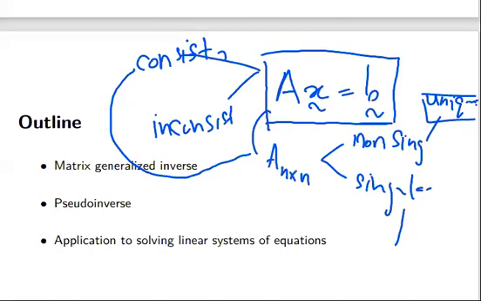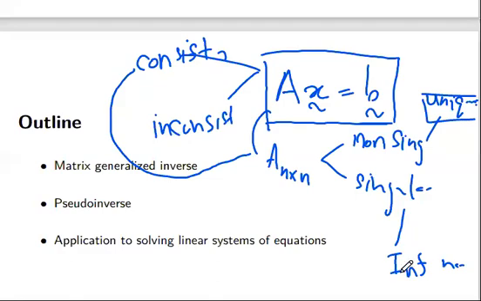So let's keep this as a dialogue. How many solutions are there if the system is consistent and the matrix is singular? One or two? How many? Yeah, there are infinitely many solutions. Infinitely many. I will say infinite, many solutions.